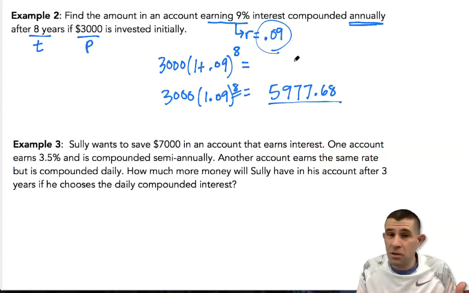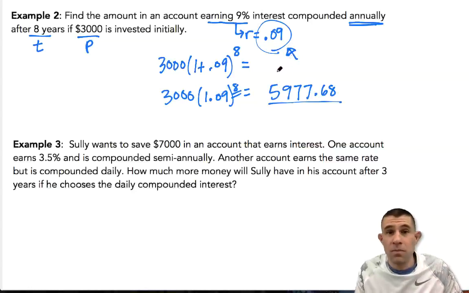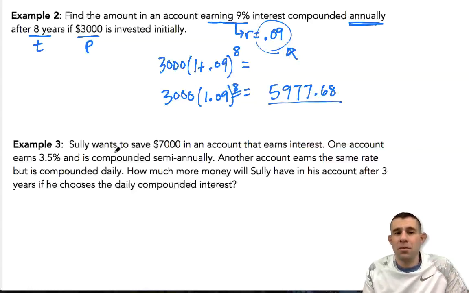So you can see in an account earning 9%, your money almost doubles in just 8 years. That's a ridiculously good interest rate. If you ever find anything growing at 9%, put your money there. That's good.